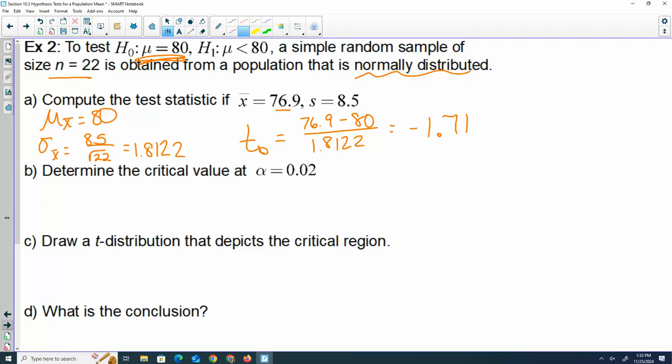B, determine the critical value at alpha equals 0.02. So that's what we were doing before. We are testing less than here, so the area to the left, because my alternative is less than, is 0.02. How many degrees of freedom would we have? 21. Because our t is negative, we look up on our t distribution, 21 degrees of freedom, alpha is 0.02.